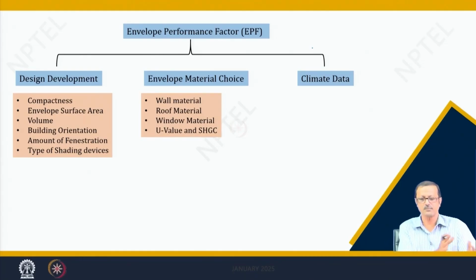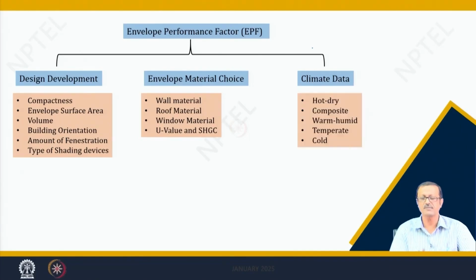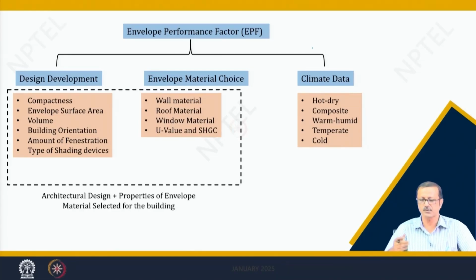Beyond the design development and the envelope material choice, the third one is definitely the climate, because where is this particular building located? India has 5 prominent climatic zones. So, where is your building located, and also some of the other things which are required, like the climatic data of the particular area.